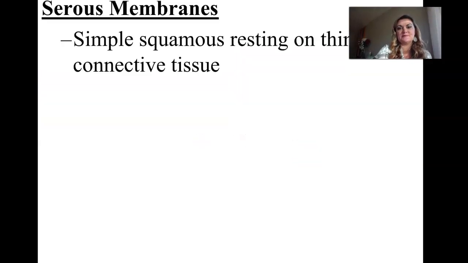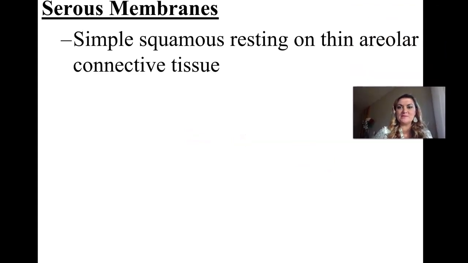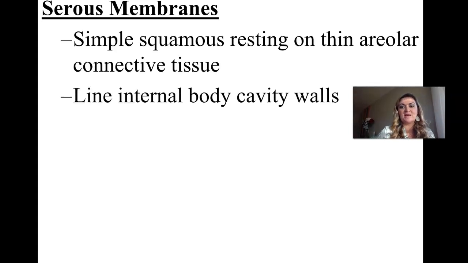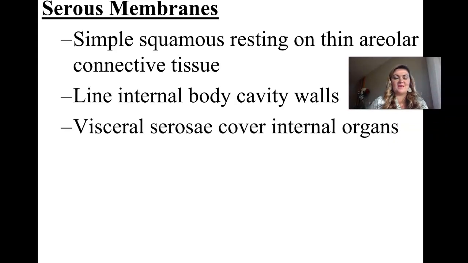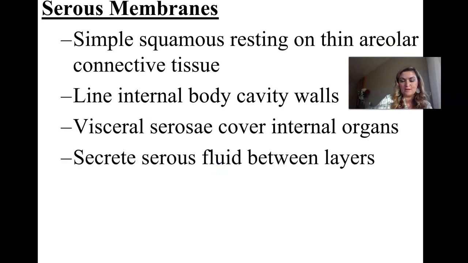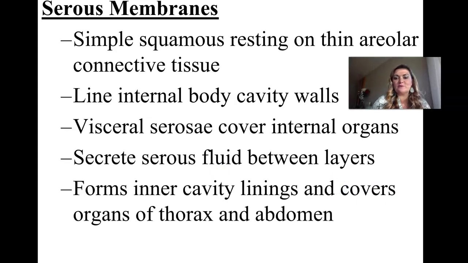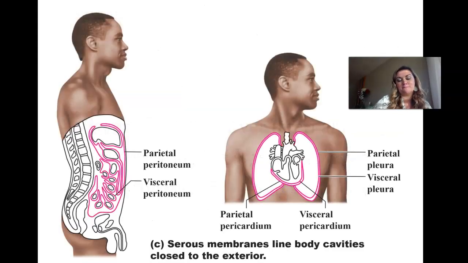Serous membranes are going to be made up of simple squamous epithelium that rests on a thin layer of areolar tissue. It's going to line internal body cavity walls. You have what's referred to as the visceral serosa, which is the actual part that's near the organ. It's going to secrete a serous fluid between the two layers, which reduces friction. And it's going to form an inner cavity lining and cover organs of the thorax and abdomen.